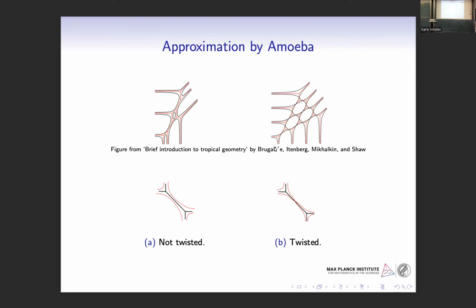So I looked a bit more at this approximation by amoeba. And this can happen in 2 ways, right? So this picture we've seen before, but this also is out of this brief introduction to tropical geometry, so out of the same paper. What you see here is that the amoeba does not approximate an edge like this, but like this. Like the amoeba crosses over the edge. And this is what we call twisted edges. And these twisted edges will be able to help us to determine the ovals being nested or not nested.